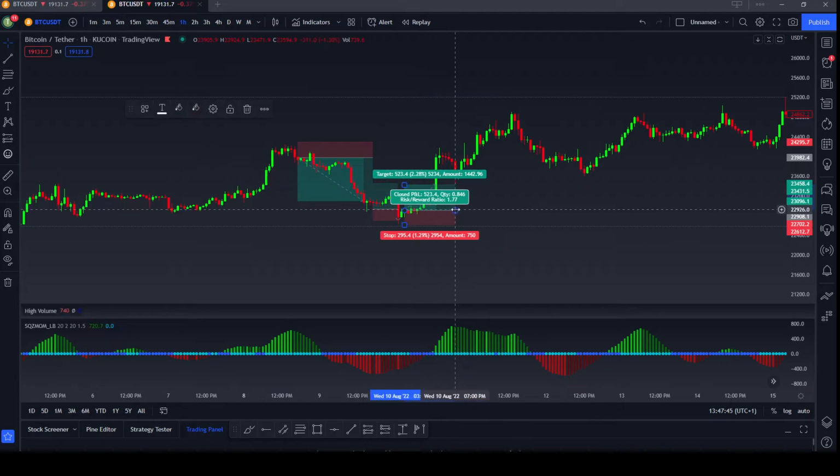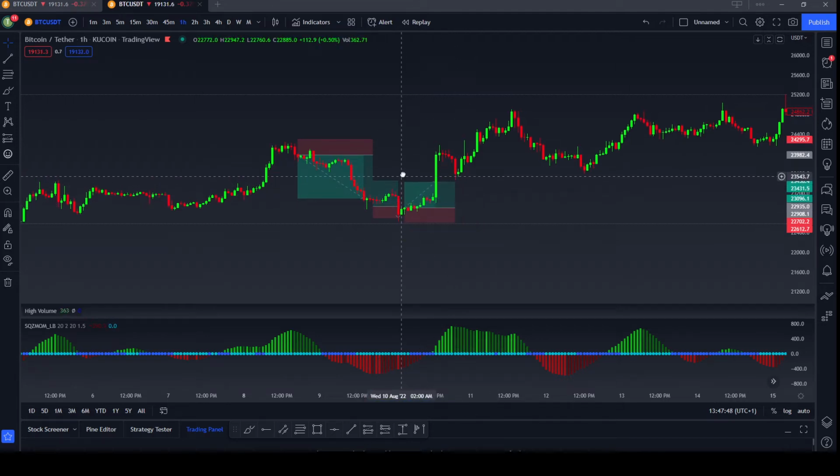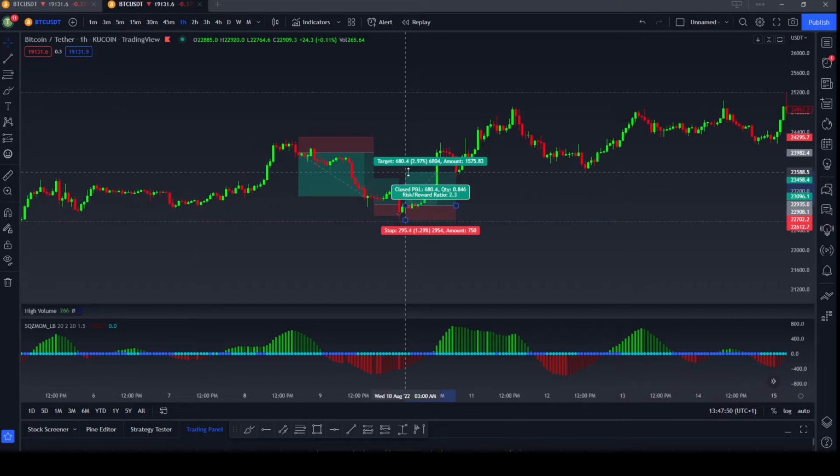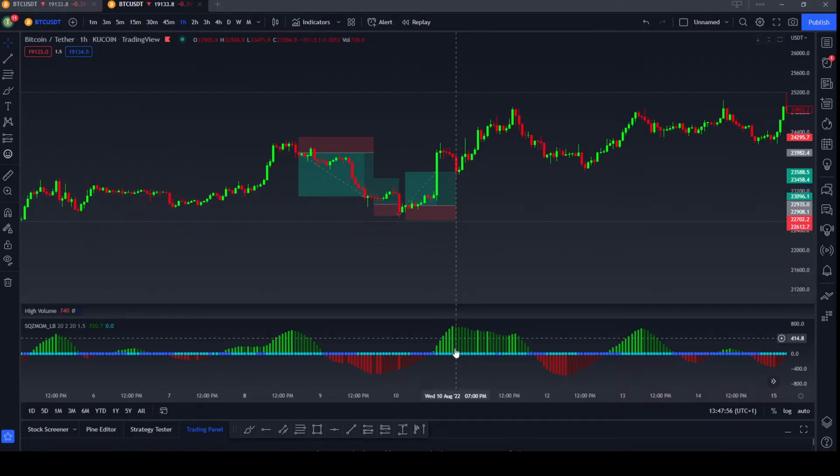That's that candle there. We go up to the bottom of that, which is here. Still a 680 point move. Risk to reward ratio of 2.3. Still would have been a nice move.